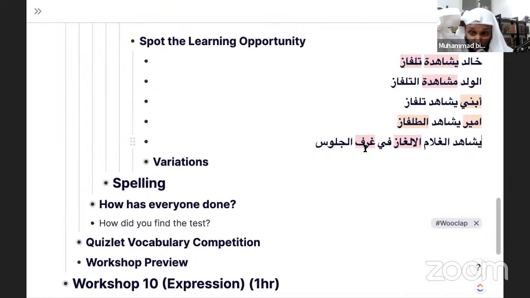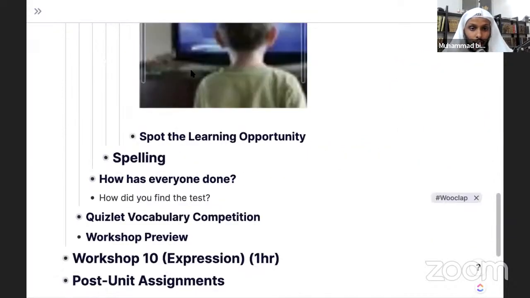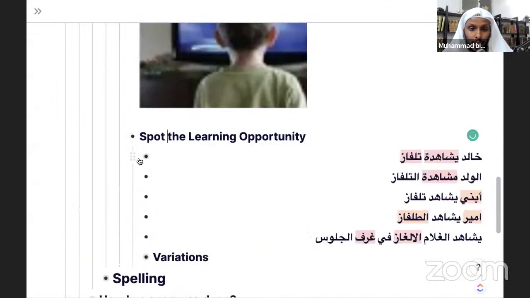Wallah, I don't know if the student here wanted to say التلفاز, which means TV, or they actually meant الغاز. الغاز means riddles. The boy is watching riddles in the living room. Or it could also mean al-ghaz, which means gas, but then without this extra alif over here. Nevertheless, I hope that's clear for those of you that made those mistakes.